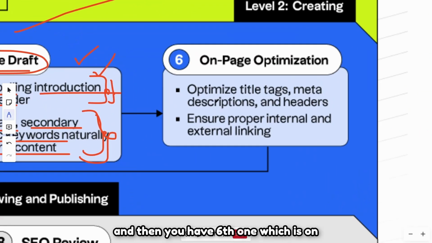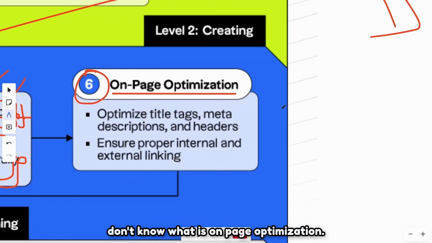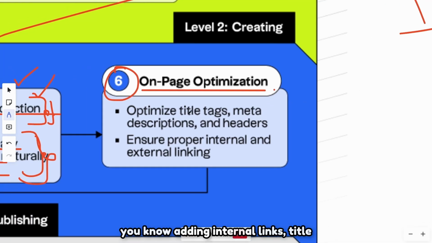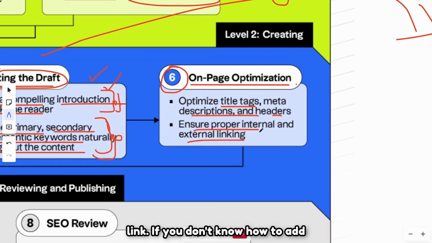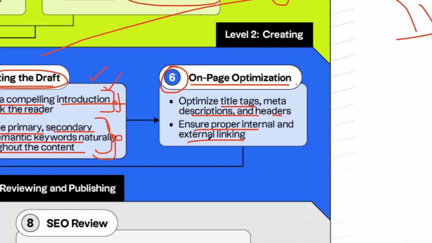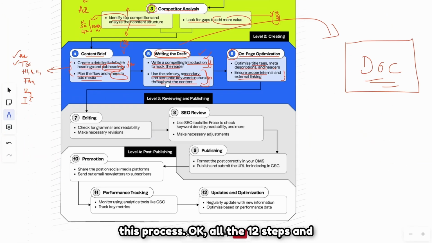Okay, and then you have the 6th one, which is on-page optimization. If you don't know what on-page optimization is, if you're new to SEO, this is nothing but adding internal links, title tags, meta description, headers, and ensuring proper internal and external links. If you don't know how to add internal and external links, you don't have to worry. One tool which I'm going to show you later in this video will completely automate this process, okay, all the 12 steps.